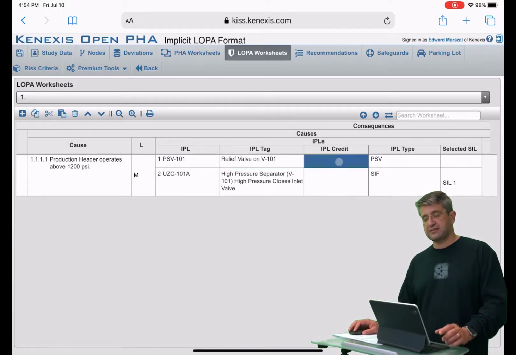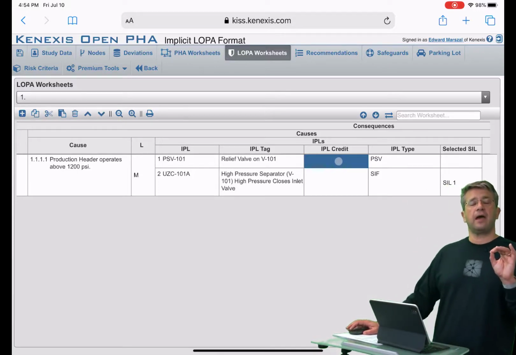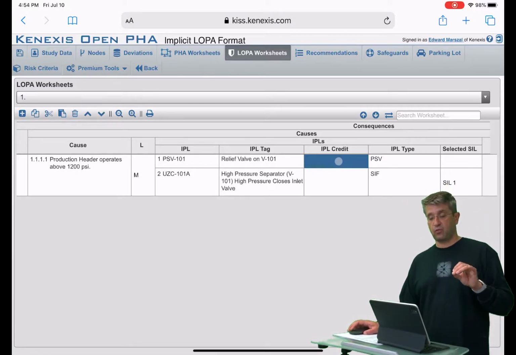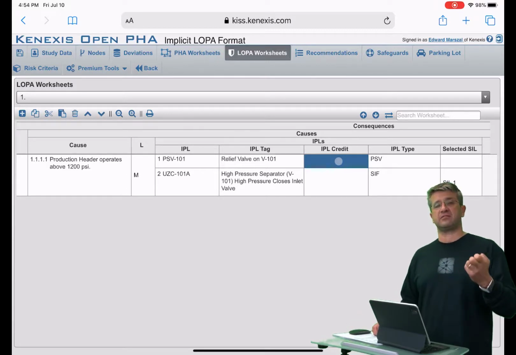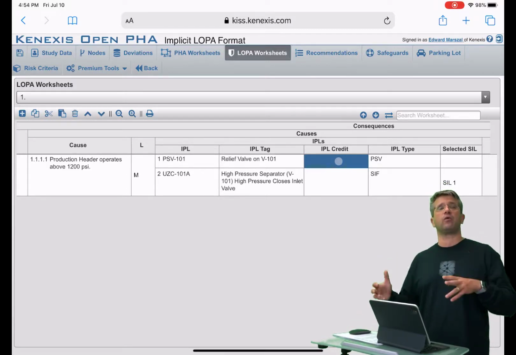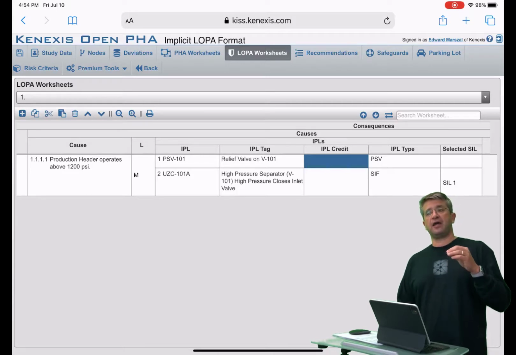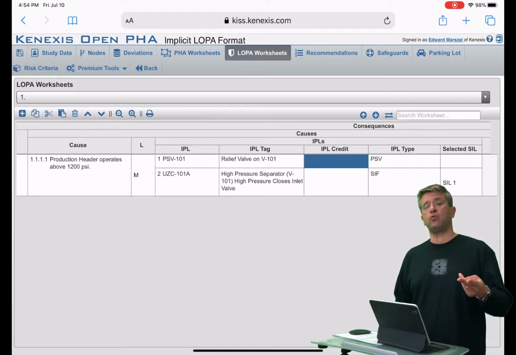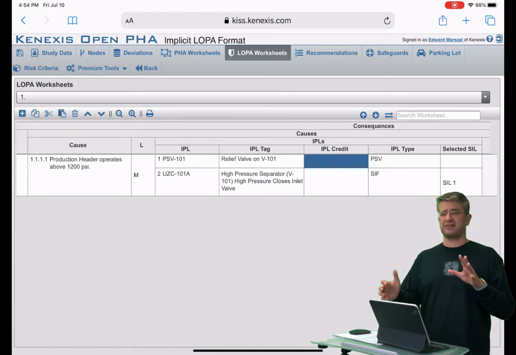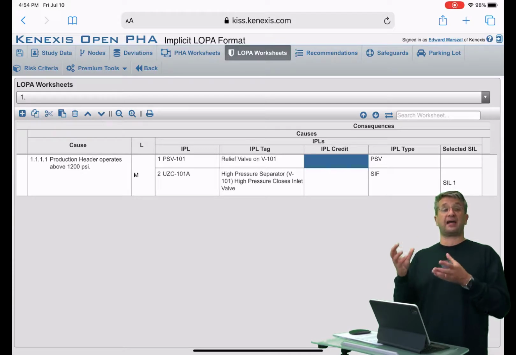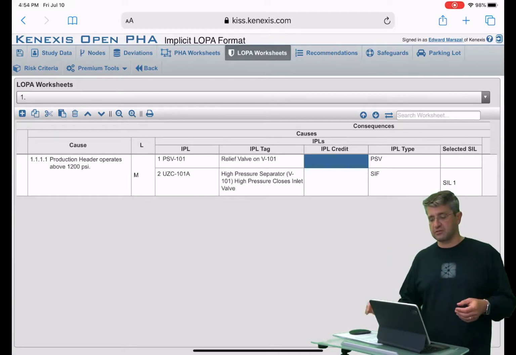But in this case, instead of giving the IPL a probability of failure on demand, we're going to say how many credits does it get, or how many orders of magnitude of risk reduction does it achieve. So if your probability of failure is 0.1, that means you provide 1 order of magnitude of risk reduction. If your probability of failure is 0.01, then you provide 2 orders of magnitude of risk reduction. You can kind of think of it as working with the exponents as opposed to working with the numbers themselves.